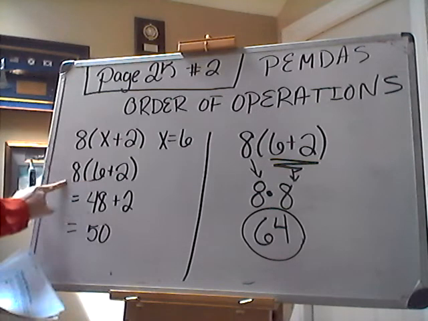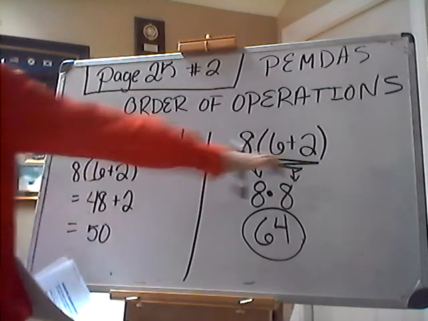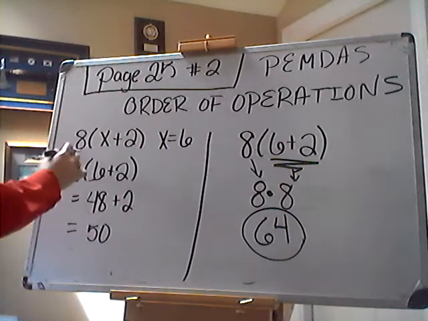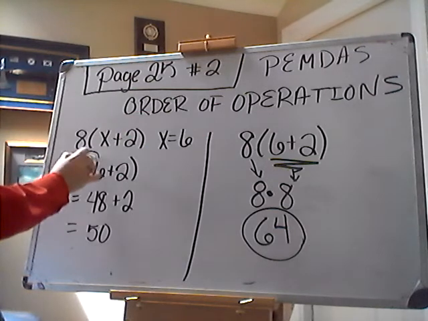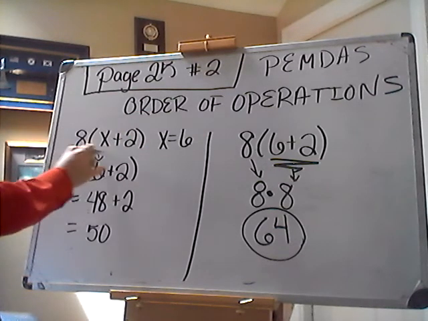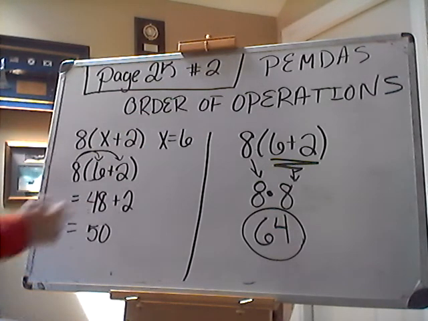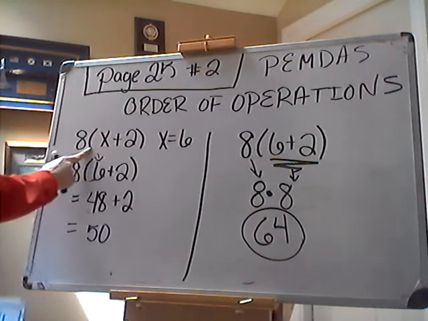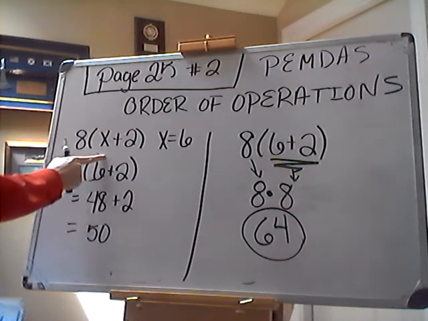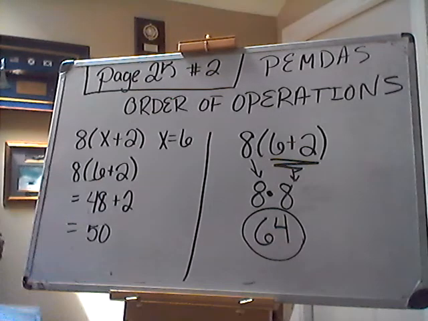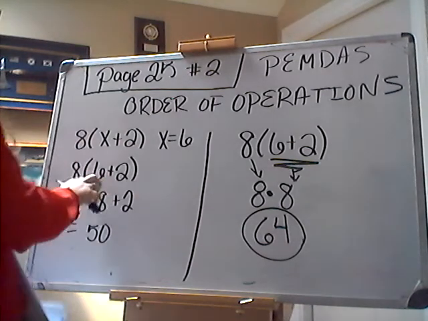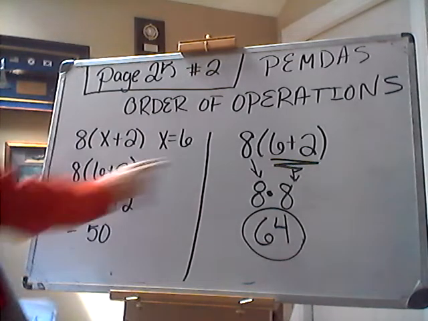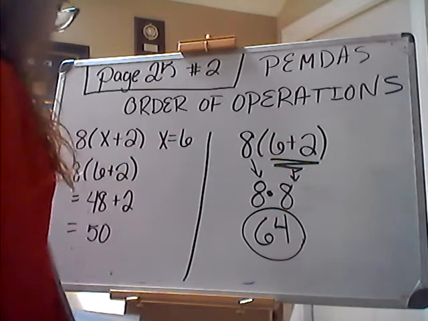If they had, they could have added first like we did, or they could have applied the distributive property. They could have done 8 times 6 is 48, and 8 times 2 is 16, and added those together to get 64. But if you want to multiply first, you have to multiply both of the numbers. If you're not going to use the distributive property, then you need to follow the order of operations.